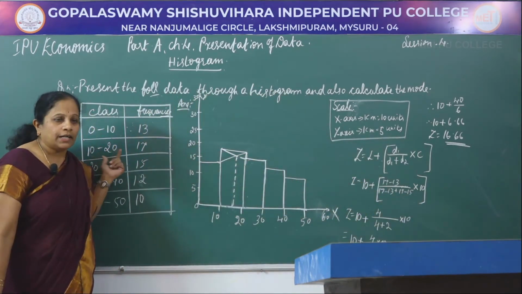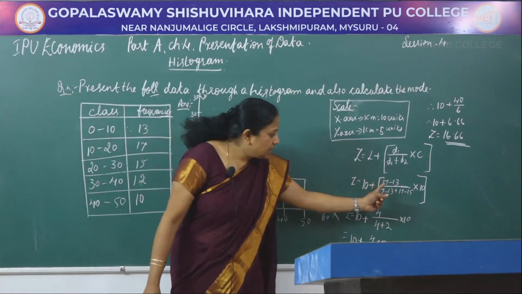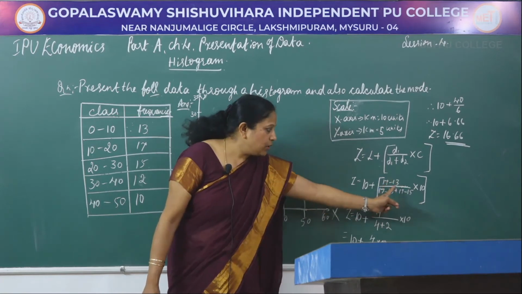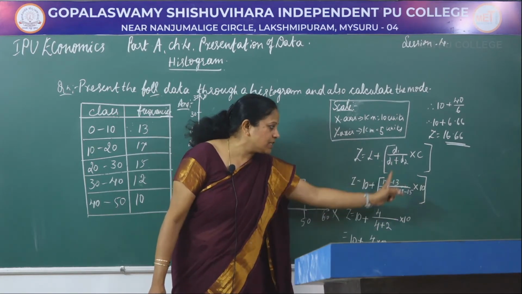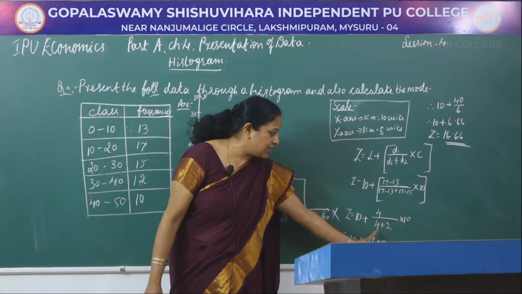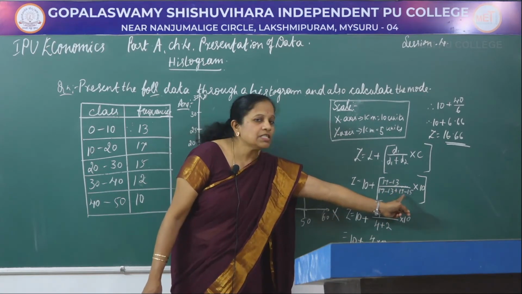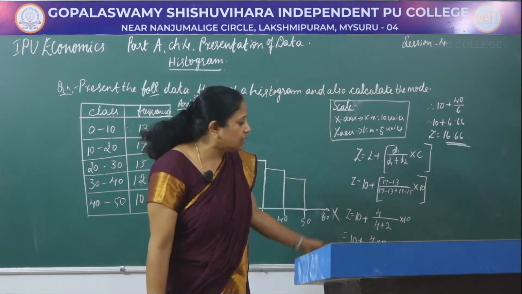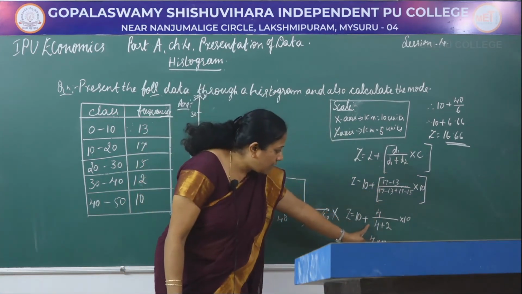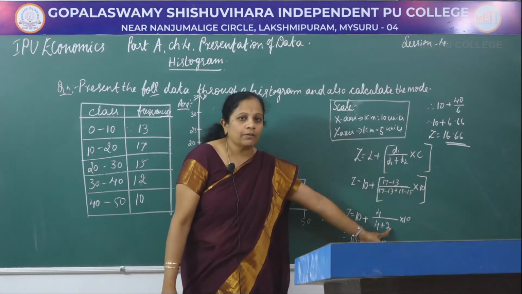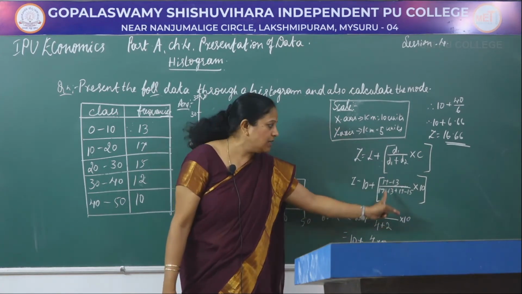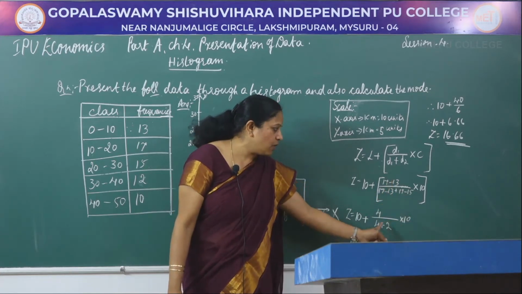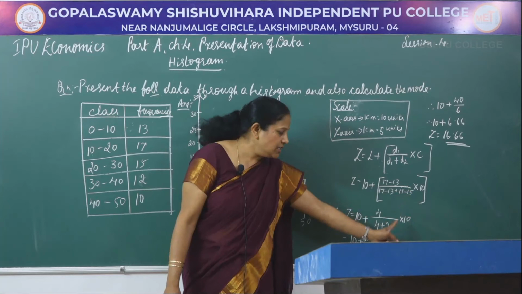Class interval is 10. Now let us see, the difference 17 minus 13 is 4, and below that again D1 plus D2 is there. So 17 minus 13, that is again 4, plus 17 minus 15, that is the next value after 17. So 4 divided by 4 plus 2. You all came to know how we obtained these 4: 17 minus 13 is 4, and again 17 minus 13 is 4, plus 17 minus 15 is 2.